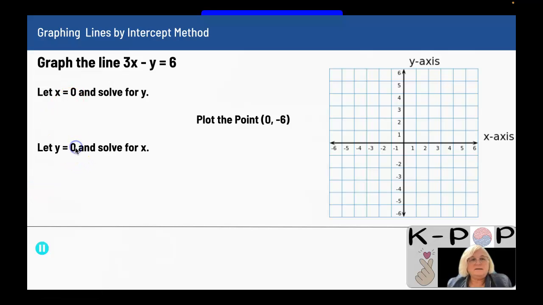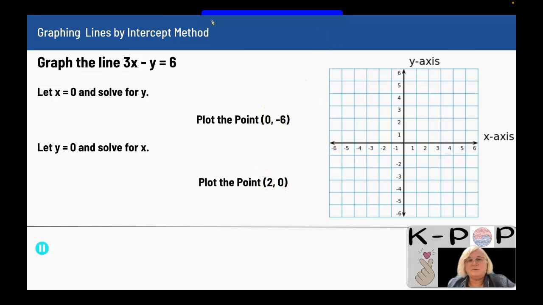Okay, then let y equal 0 and solve for x. So now I'm going to plug in a 0 for the y up here. So I have 3x minus 0 equals 6. I divide both sides by the positive 3 and I get x equals 2. So I now have the point 2, 0. So my second point is 2, 0. So I want to plot both of these points.